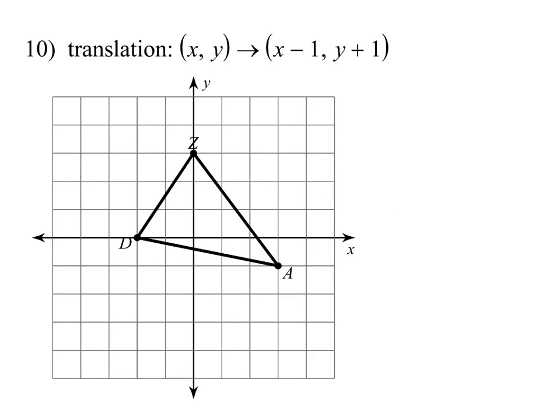10, this one's also a translation. X minus 1 means you're going to go left 1. Y plus 1 means you're going to go up 1. So just take all your points, go left 1, up 1. Z prime, A prime, and then D prime. Right there, connect it up. And there's your figure. Ta-da!